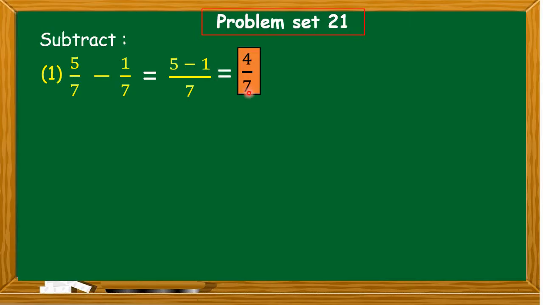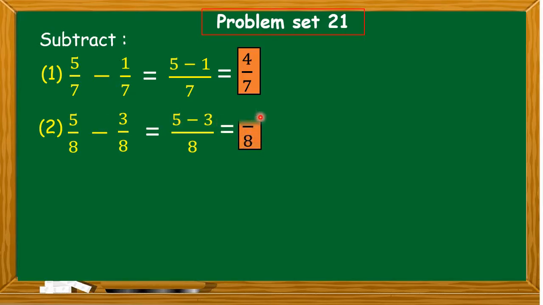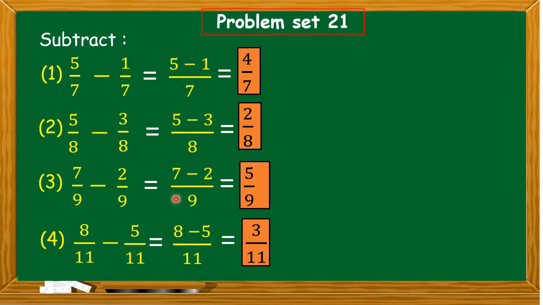Let us do one more example. We have here 5 upon 8 minus 3 upon 8. As these two are like fractions, we write the common denominator in the denominator, and we subtract the numerators. That is, we write 5 minus 3, which is equal to 2 upon 8. Here, other two examples are shown.